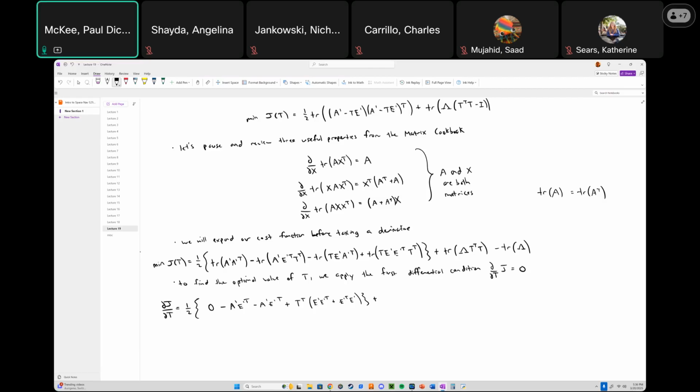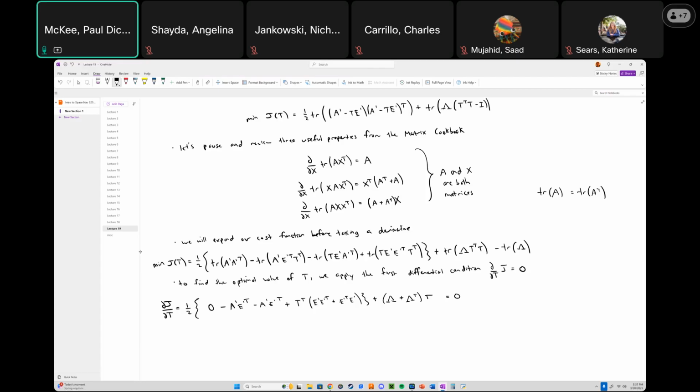So if we just said that this was the derivative with respect to T transpose, this would give us what? It would be lambda. Oh, well, we can drop this last term too. The last one's also 0. I think this one is going to be lambda plus lambda transpose T. That equals 0.